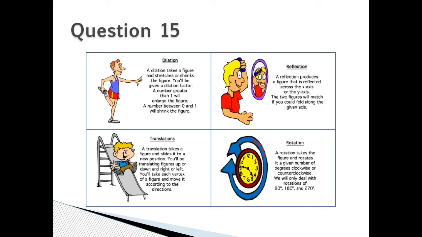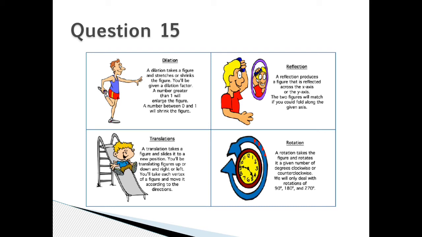The two figures will match if they could fold along the given axis. Translation. A translation takes a figure and slides it to a new position. You will be translating figures up or down or right or left. You'll need to take each vertex of the figure and move it according to the direction.